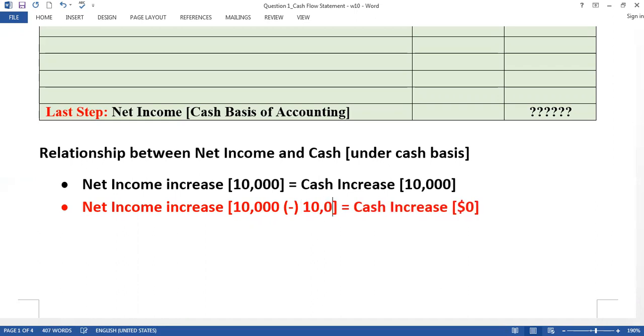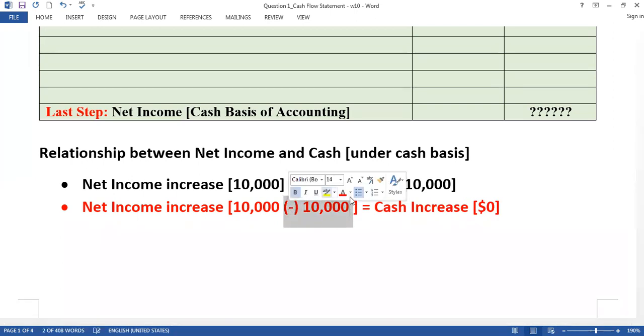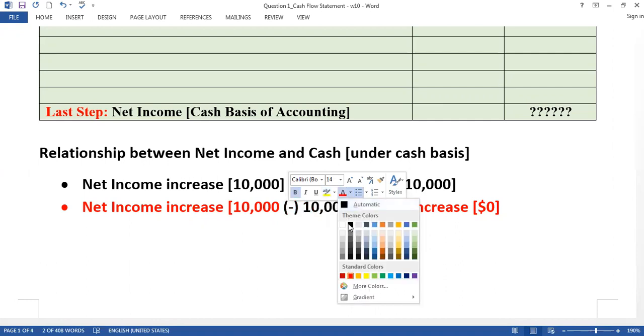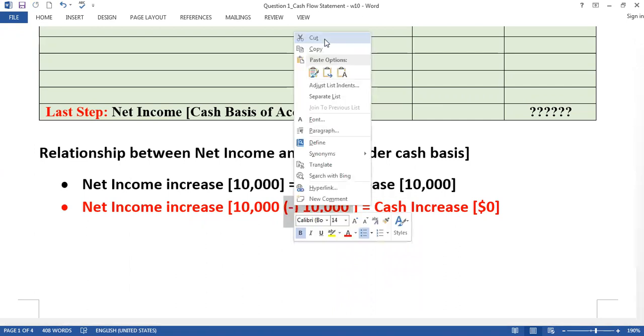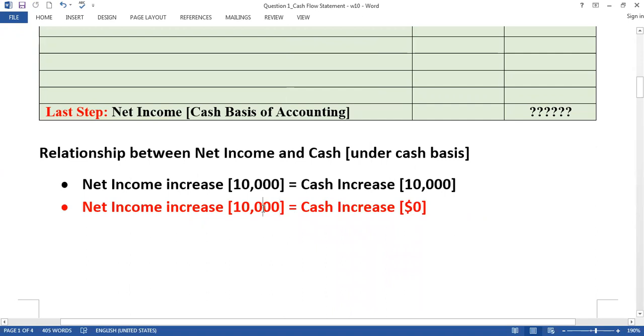$10,000 now here, what is the meaning? If we minus this amount from net income, then it is now equal. You understand? It is now equal. So I repeat again, for example, here. Net income increases 10,000, cash does not increase. How to make it equal? Okay, make it equal like this.